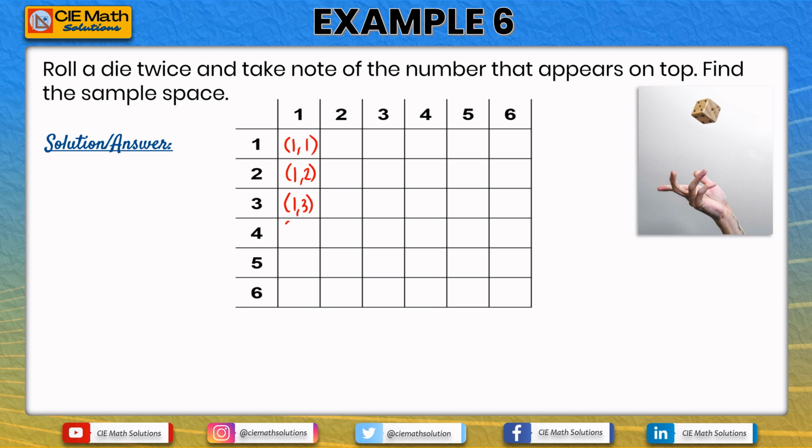This should be 1,3. This should be 1,4. This should be 1,5. 1,6. We have 2,1, 2,2, 2,3, 2,4, 2,5, 2,6. We have 3,1. We have 3,2, 3,3, 3,4, 3,5, 3,6.